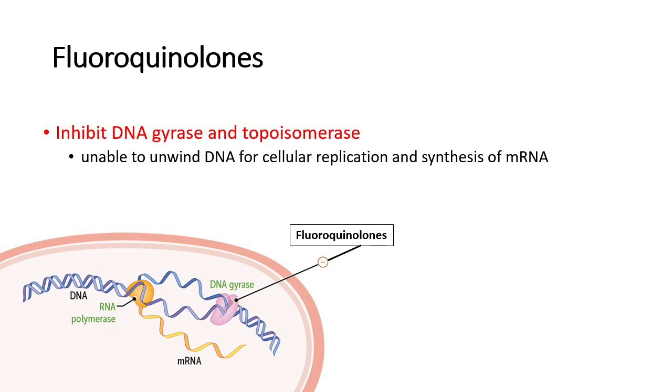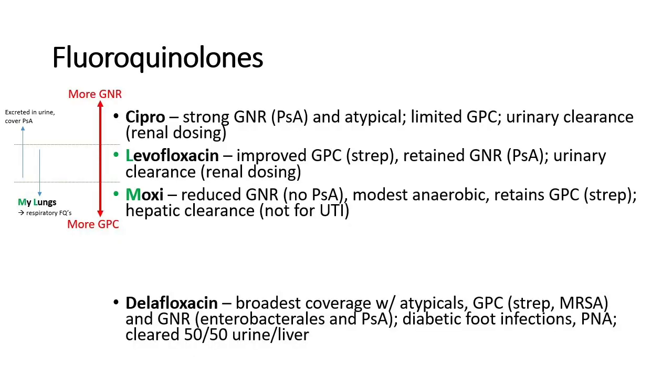Okay, fluoroquinolones, and then I think we're going to move on to more fun things. But as we said, gyrase, topoisomerase inhibition, so the DNA can't unwind to do its thing, whether that is make proteins or cellular replication. So the fluoroquinolones impact the unwinding and rewinding of nucleic acid.